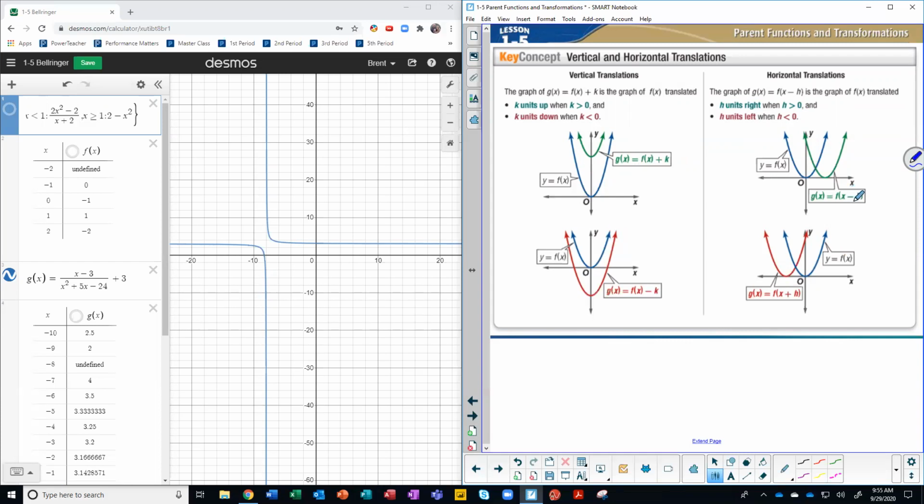You're going to learn in the videos it's going to be the opposite. So a negative on the inside is actually going to go right. A positive on the inside will actually move something to the left. You're going to learn about that.